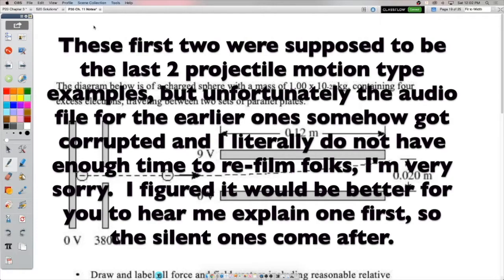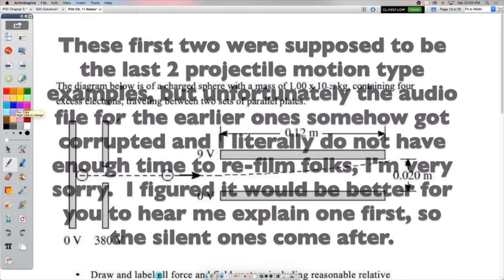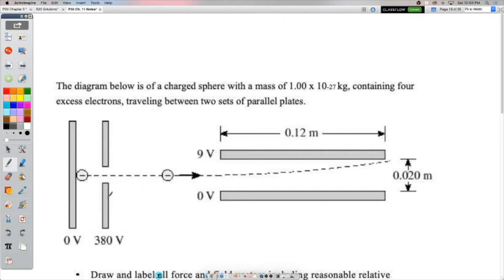So continuing on through the notes here, we have another example of this sort of projectile motion type problem. It's a little more complex, but really nothing new here in terms of concepts. It's just that its initial velocity is going to be provided by it being accelerated through some parallel plates to begin with.